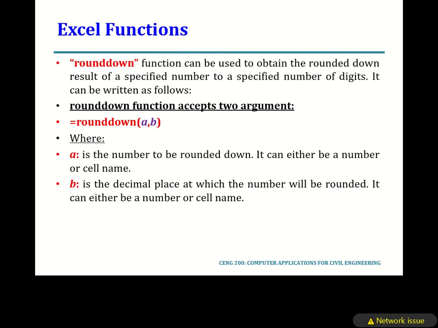Round down. So round up is always taking +1. Round down is always just cutting off the numbers, not doing anything. So if I do this, it will always be 3.1. Even if I put 3.19, the answer will be 3.1. Round down means always just remove the other numbers. That's it. So round up is always +1, round down is don't do anything. Got it?